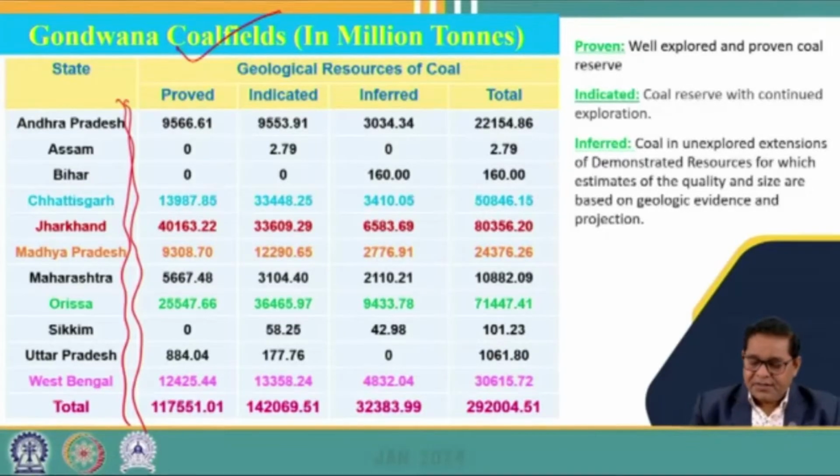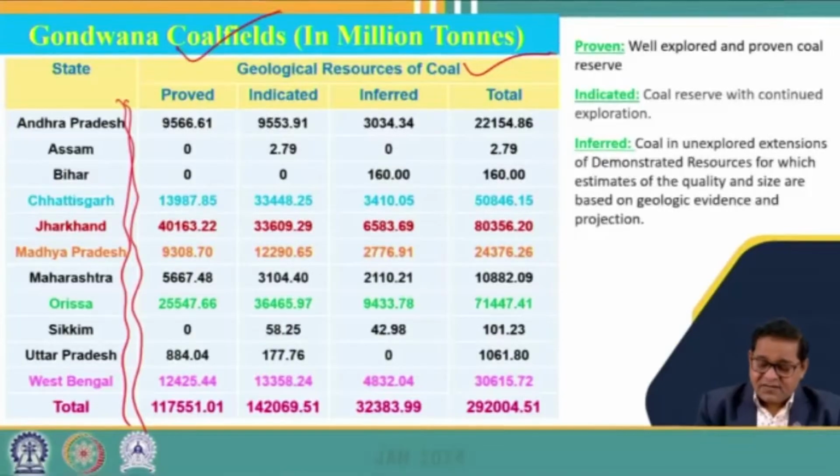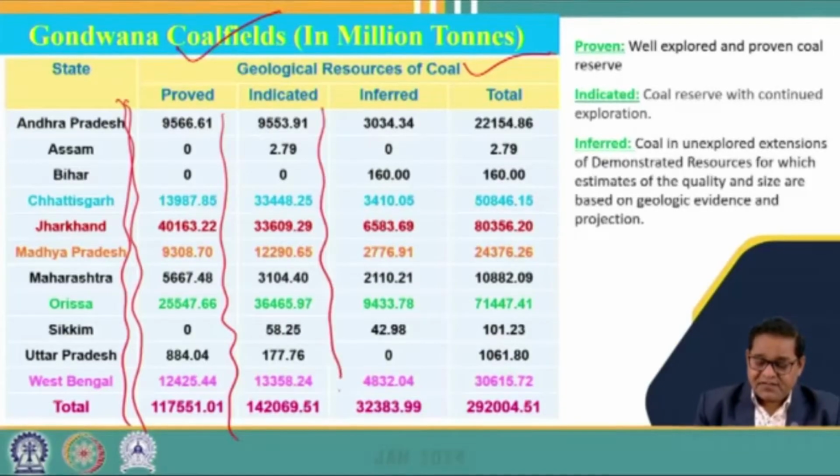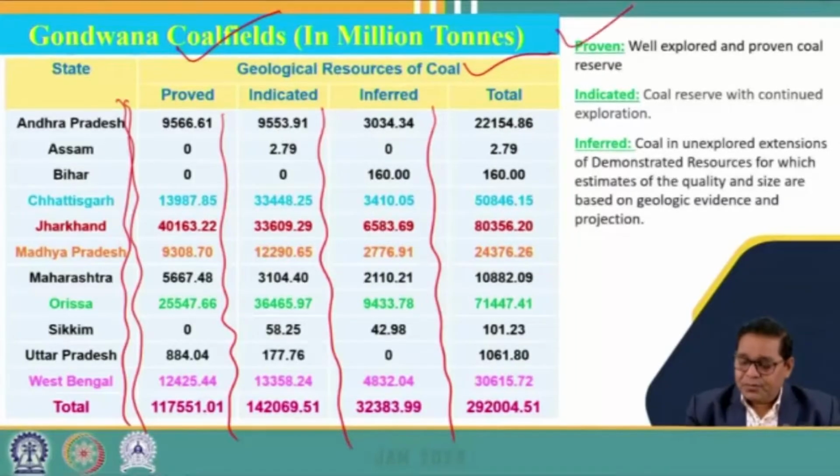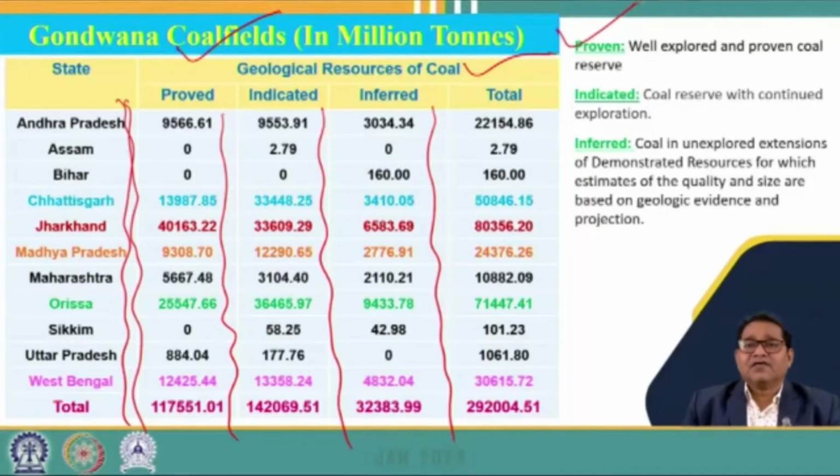And if we see their geological reserve, this is the proven category, this is the indicated category, and this is the inferred category. Proven means the coal reserve which is well explored and proven, whereas indicated means the coal reserve with continued exploration, where exploration is underway.